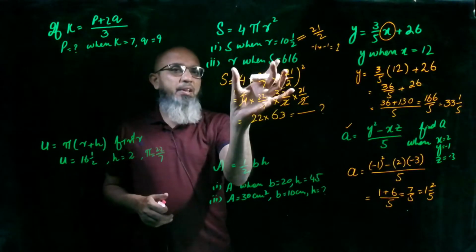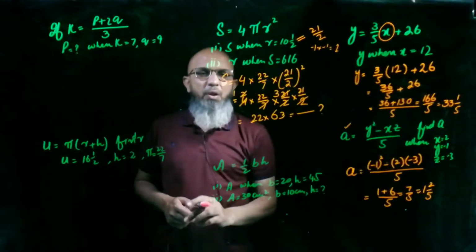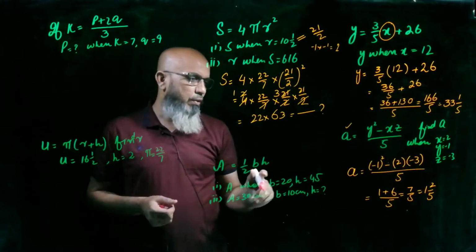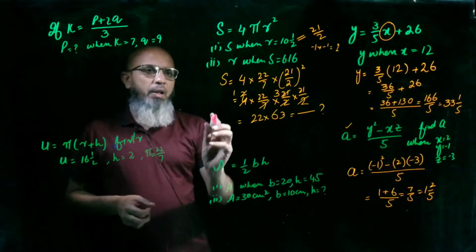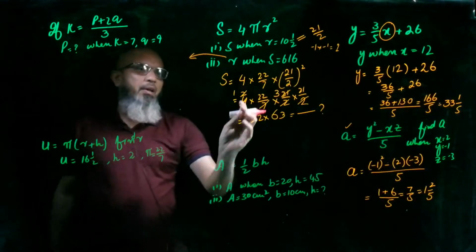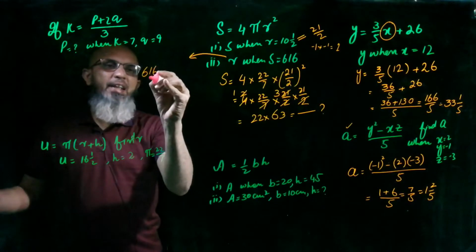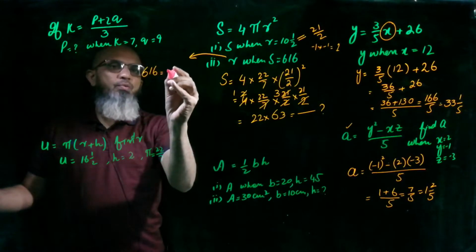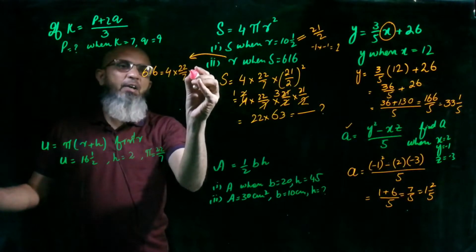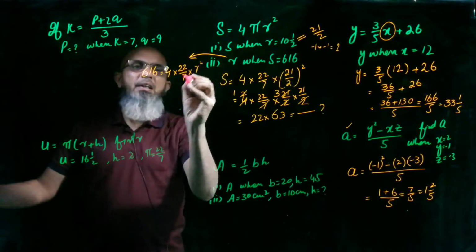So the second question is to find r when S is equal to 616. Okay, now we need a little more space, so I will solve it separately. Just look here. So what is the value of S? That is 616, right? Is equal to 4 remains there, 22/7 remains there, and what is r squared? You have to find the value of r. So r squared remains the same.